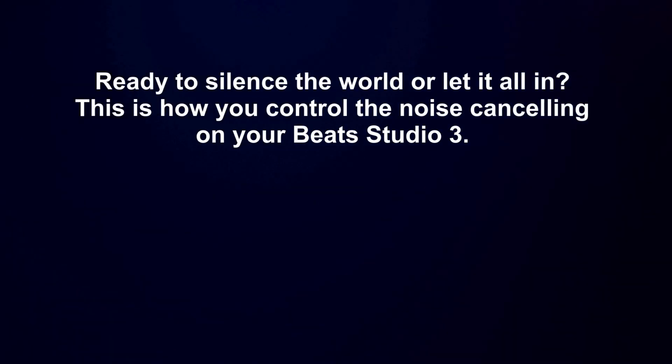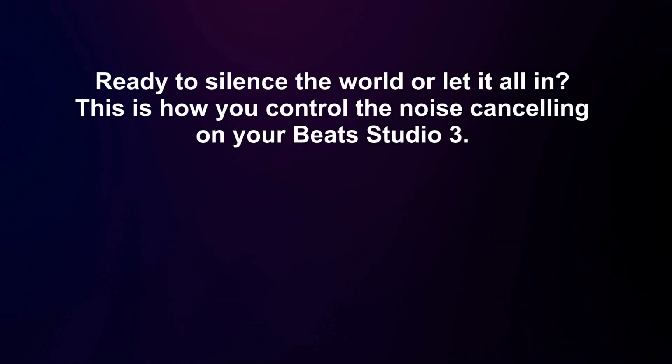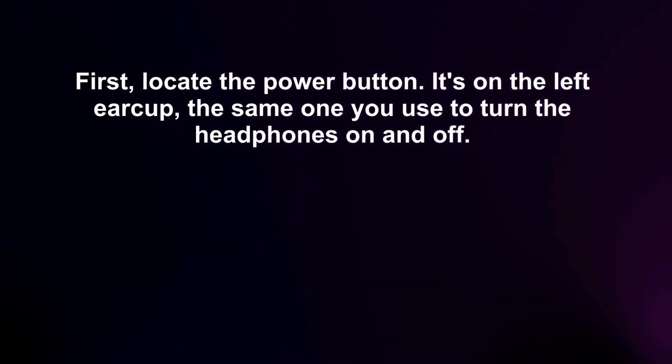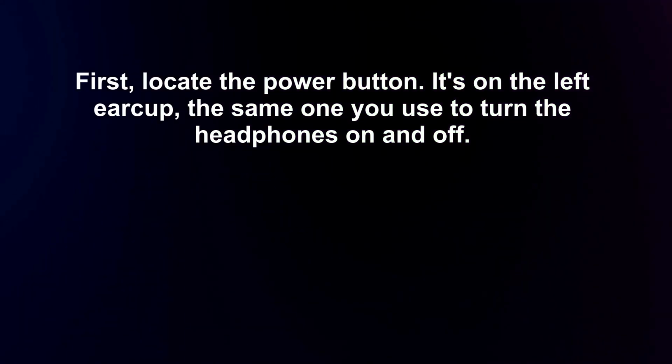Ready to silence the world or let it all in? This is how you control the noise cancelling on your Beats Studio 3. First, locate the power button. It's on the left ear cup, the same one you use to turn the headphones on and off.